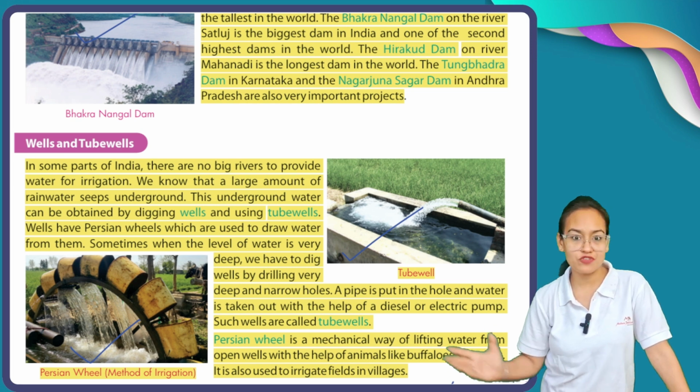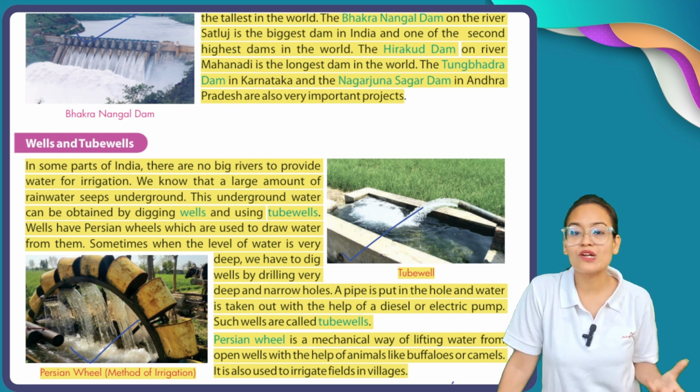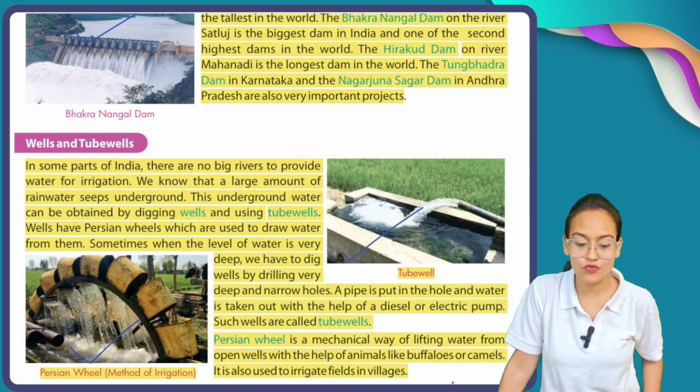Now wells and tube wells, another category by using which we can do our irrigation. Let's have a look.